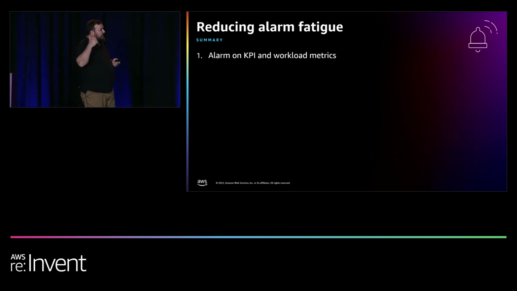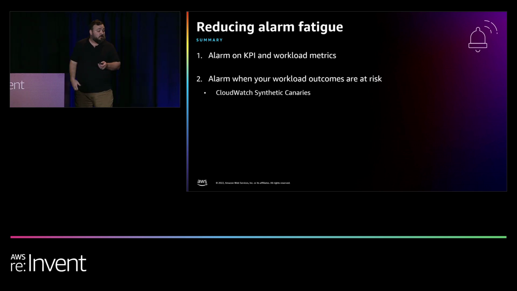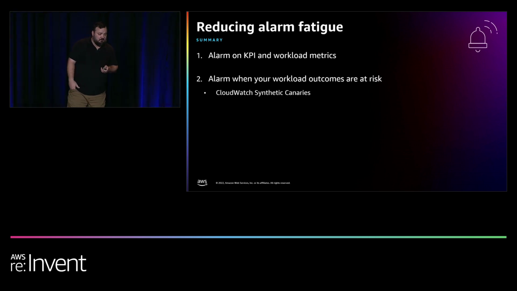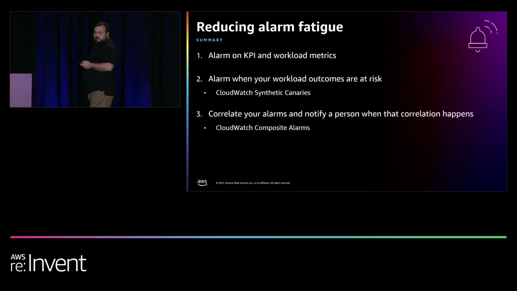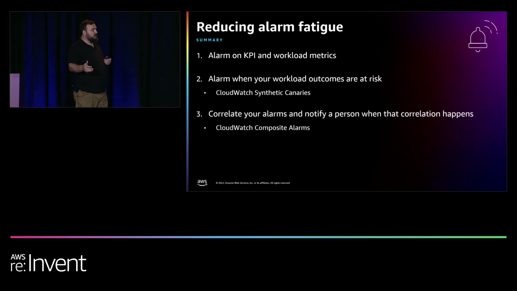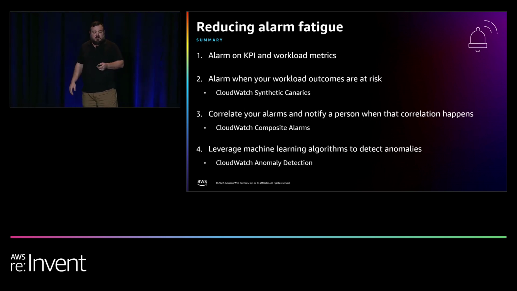In summary. So alarm on KPIs and workload metrics. Alarm when your workload outcomes are at risk. CloudWatch Synthetic Canaries is a really good way to do this because it's simulating the user. Correlate your alarms and notify a person when that correlation happens. You can still have a lot of alarms, just make sure those alarms inside the composite aren't also paging people. And then leverage machine learning algorithms to detect anomalies. So between these 3 features in CloudWatch, we have the ability to help you reduce alarm fatigue.